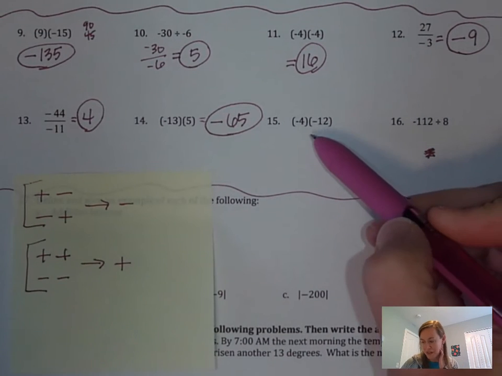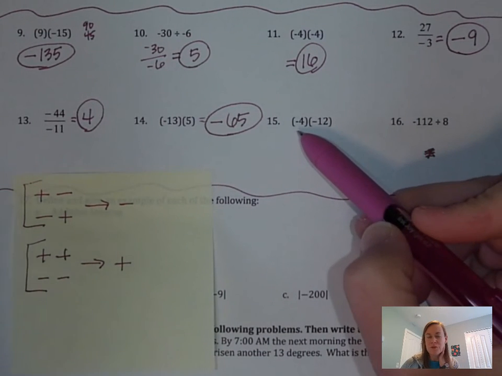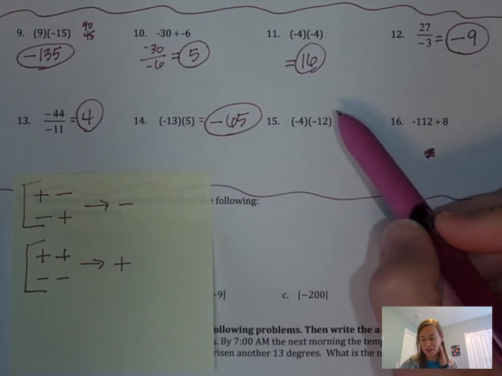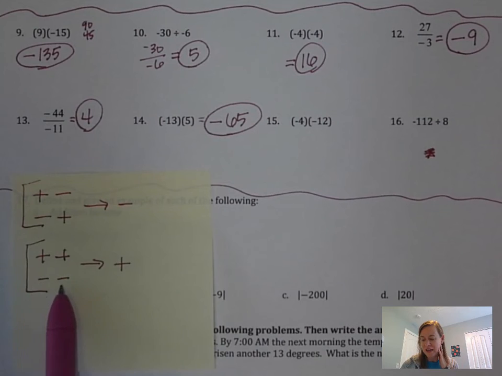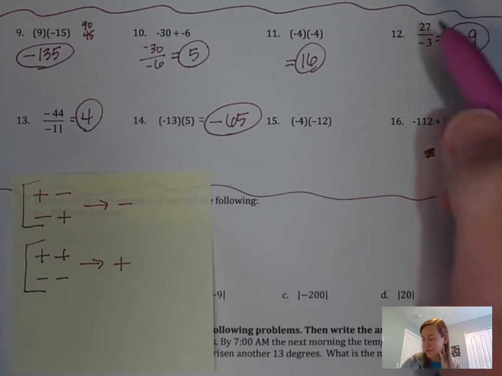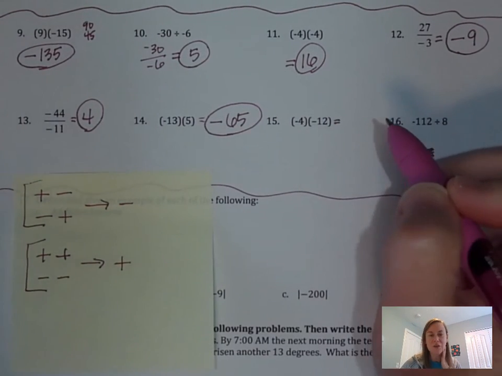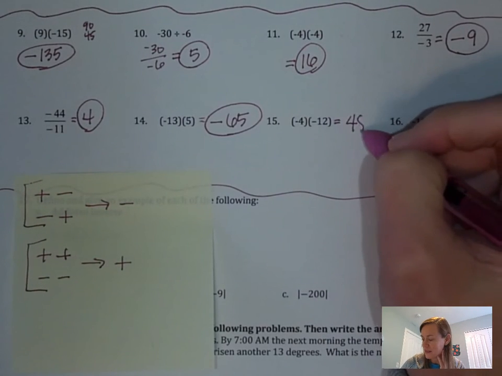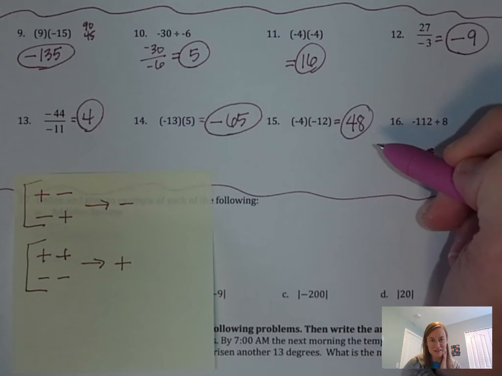Let's look at number 15. Negative 4 times negative 12. Okay, what is a negative times a negative? If you're not sure, look down here. It is going to give you a positive. So, great. We just need to know now, what is 4 times 12? 4 times 12 is 48. And that one is done.